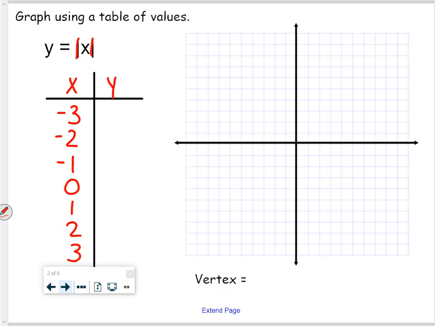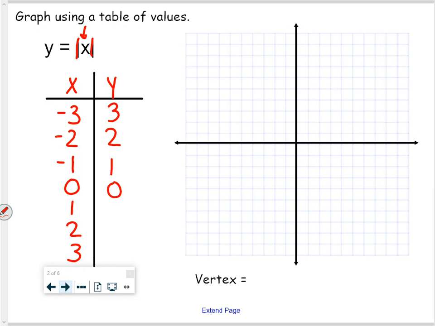When I substitute -3 in place of this x right here, the absolute value of -3, how far it is from 0, is +3. Then when I substitute the -2 and the absolute value of -2, how far is it from 0? It's 2. Substitute -1, the absolute value of that is going to be 1. The absolute value of 0 is 0.